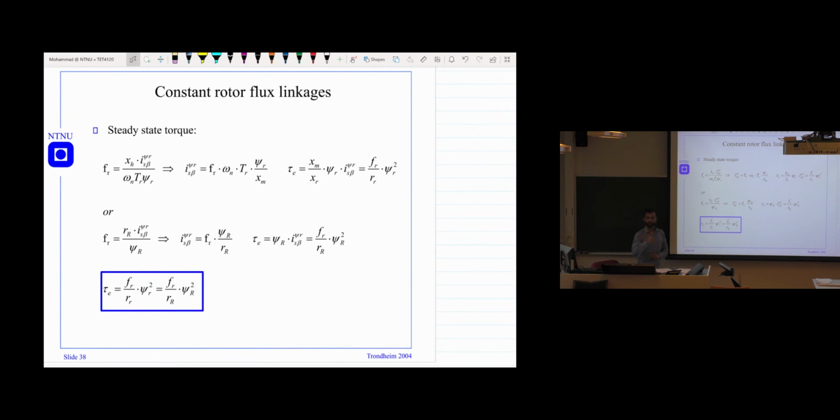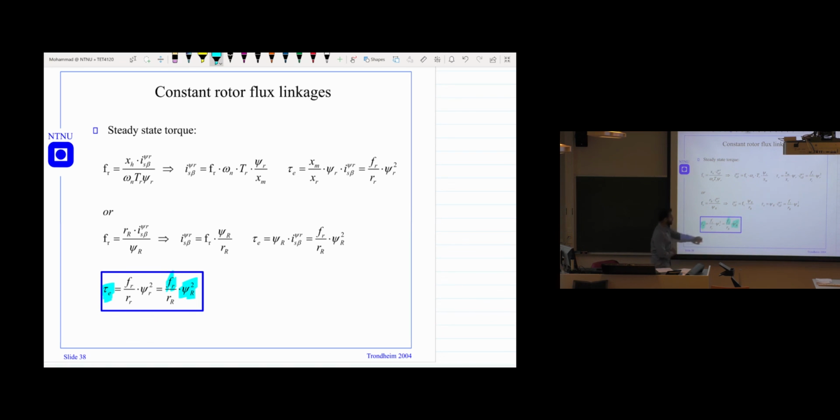Yeah, in this course, we mainly focus on the rotor flux constant control. This is a very popular method, keeping the rotor flux constant. We are always interested in finding the relation between the torque and the flux, and we come up with the relation that the torque is a square of the rotor flux linkage, and it's linear with this Fr, the speed difference between these two.